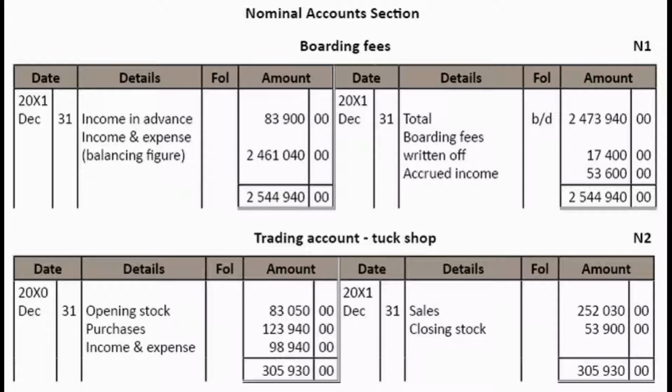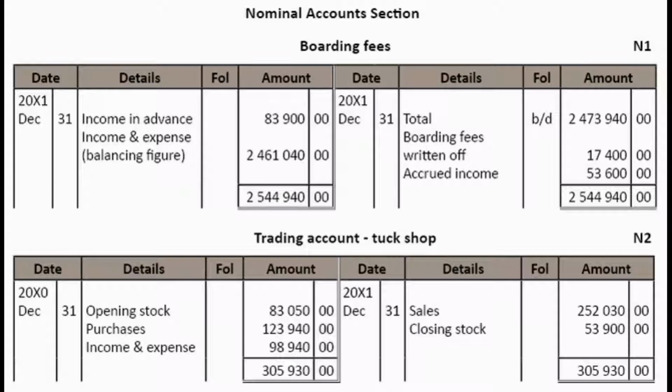That was the adjustment. Remember, we debited trading stock and we credited closing stock. Now we debit closing stock, so the closing stock account closes off to the trading account. That is why we debit closing stock and credit the trading account.